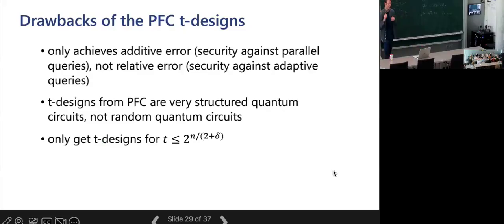Finally, we only get T designs for T less than this exponential here. And you mentioned these epsilon nets. If you could get T designs for even larger T, then you would at some point get epsilon nets. So there's some motivation, at least from a purely mathematical point of view, for studying the behavior even as T goes beyond this exponential limit. In the rest of the talk, I'll address the first two questions. The last one is still open. But the first two we can actually resolve.